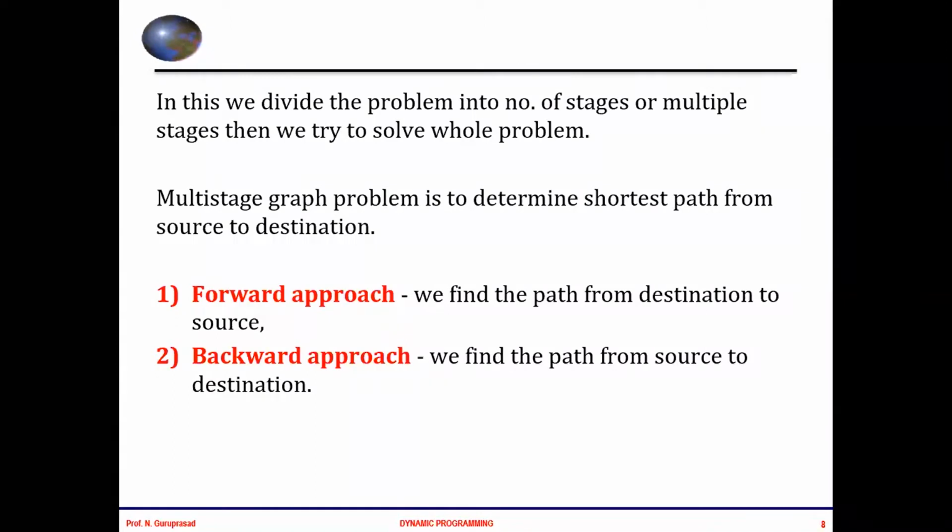And the best part of dynamic programming is that there are two ways of trying to get the shortest path. One is the forward approach and one is the backward approach. As the name says, in the forward approach, we find the path from destination to source. So it's a reverse actually. The forward approach is backward biasing, that is reverse biasing, where we find the path from destination to source. And the backward approach is actually from source to destination. So basically the multi-stage graph problem is to determine the shortest path from source to destination.